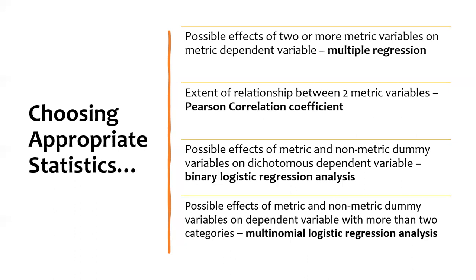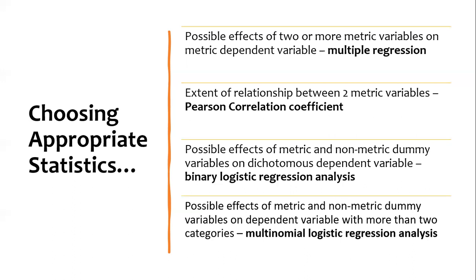Then for multinomial logistic regression analysis, this is looking at a possible effect of both metric and non-metric variables on a dependent variable with more than 2 categories. So multinomial logistic regression analysis is a variant of the binary logistic regression analysis. While the binary logistic regression analysis must have a dichotomous dependent variable, either yes or no, the multinomial logistic regression analysis can have different categories.